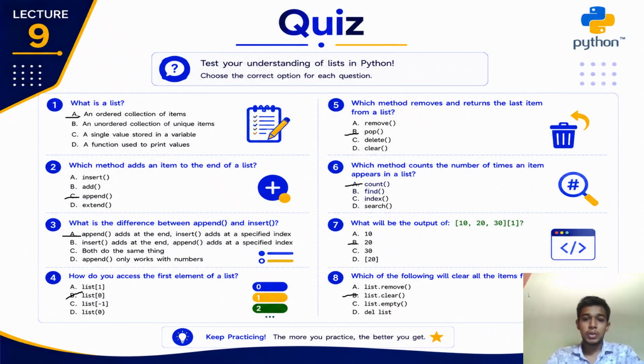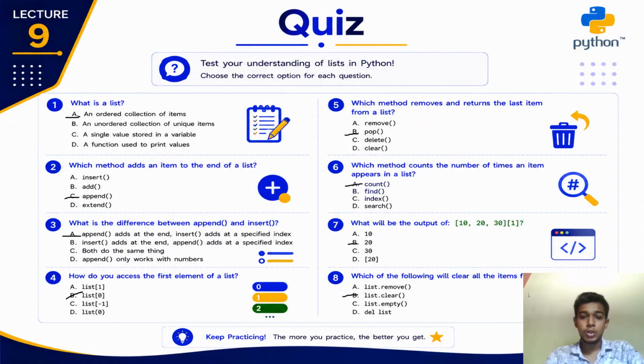Now calculate your score. If you have answered 8 out of 8, excellent. If you have answered 6 or 7, great job. Or if you have answered less than 4 or 5, don't worry, go through the lecture and practice the programs. You will improve quickly. Now, congratulations on completing the quiz.